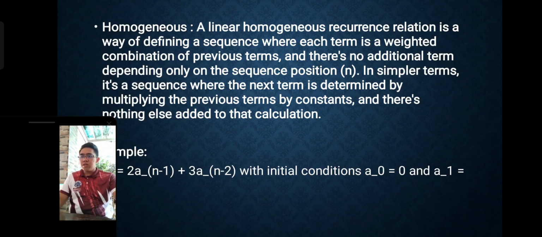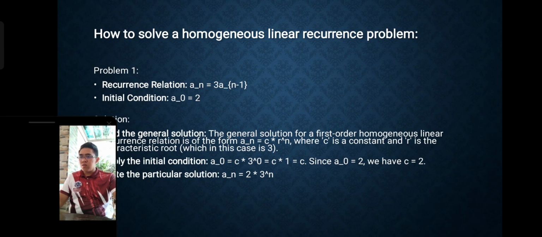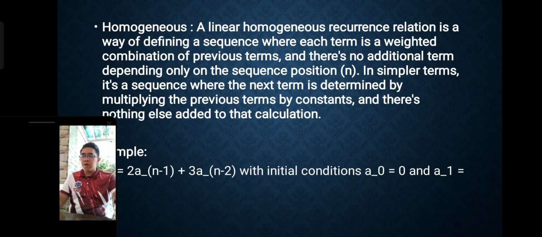Now there is an example here. a sub n equals 2a sub n minus 1 plus 3a sub n minus 2, with initial conditions a sub 0 equals 0 and a sub 1 equals 1.